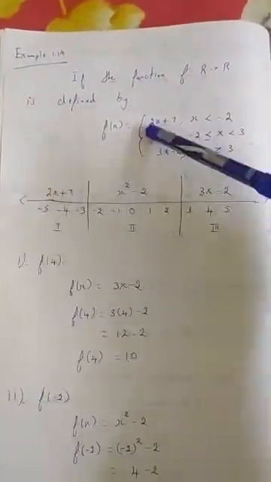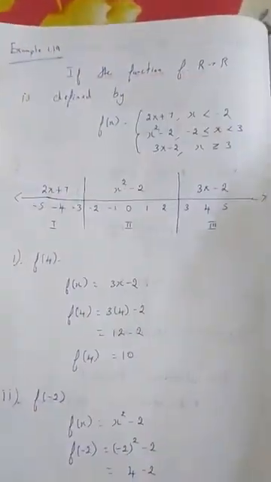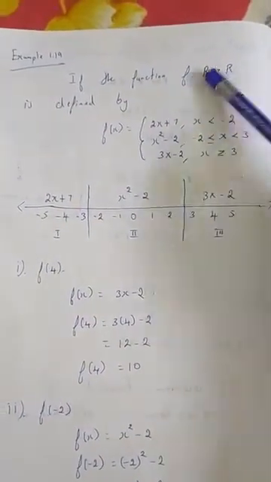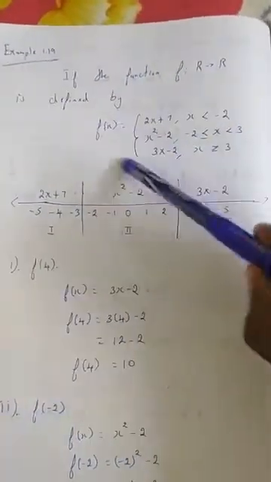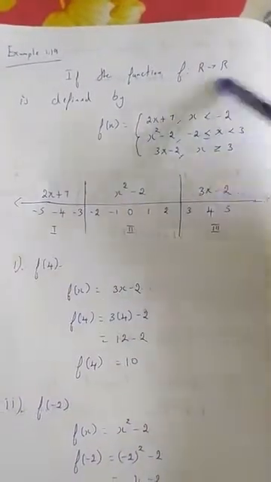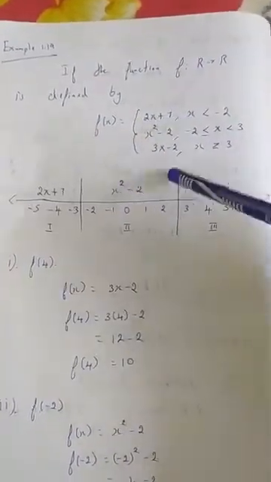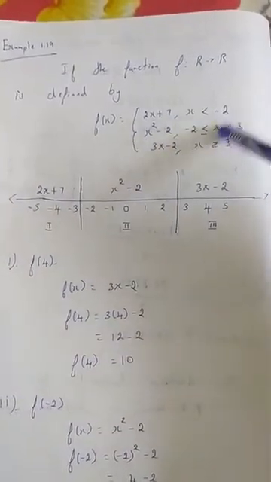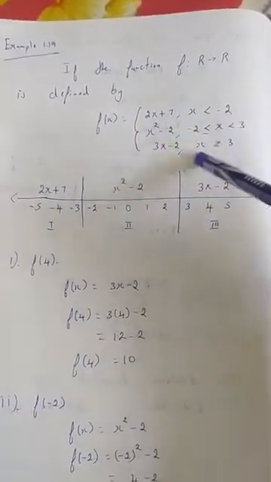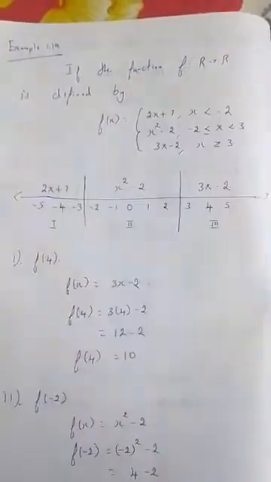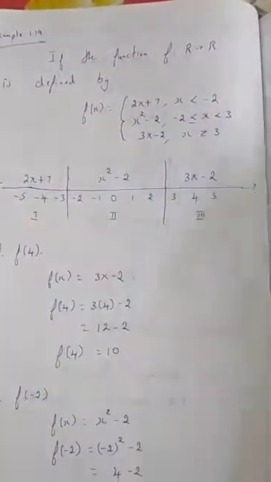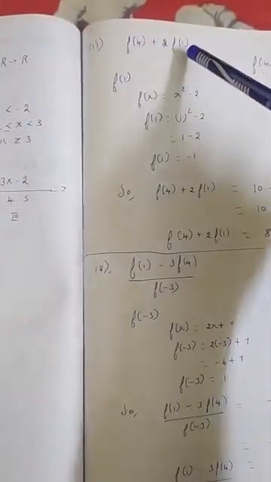Hello students, example 1.19. If the function f from R to R is defined by f of x is equal to 2x plus 7, x less than minus 2; x square minus 2, minus 2 less than or equal to x less than 3; 3x minus 2, x greater than or equal to 3. We have four subdivisions: f of 4, f of minus 2, and f of 4 plus 2 into f of 1, and we have one more subdivision.